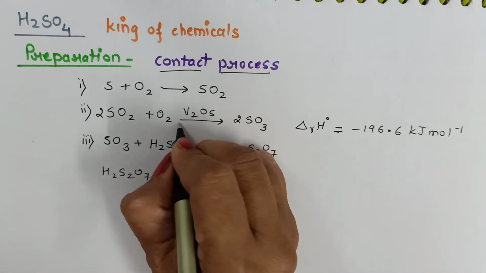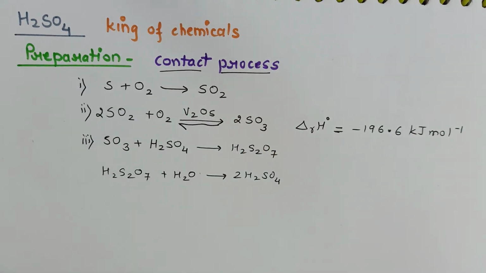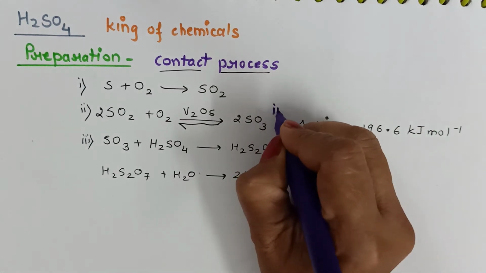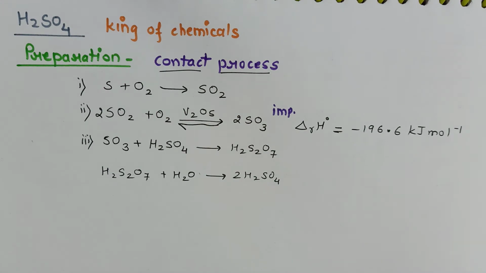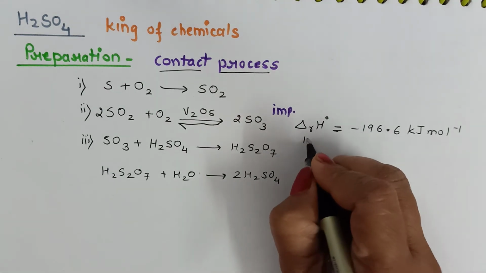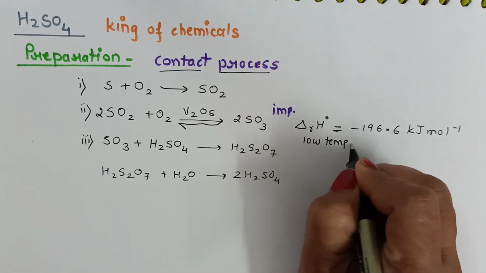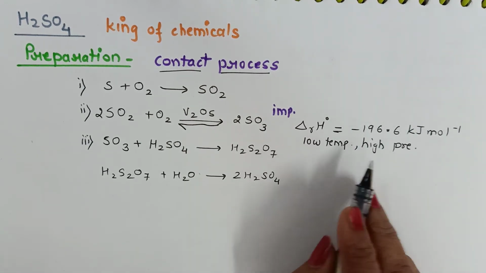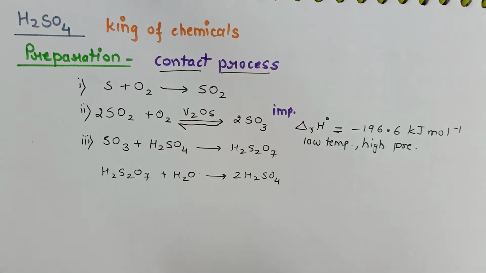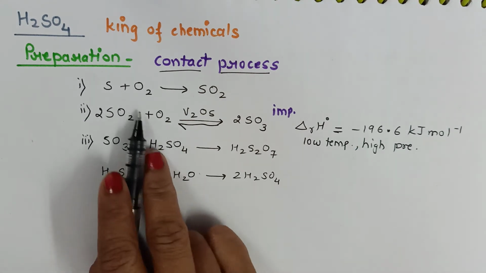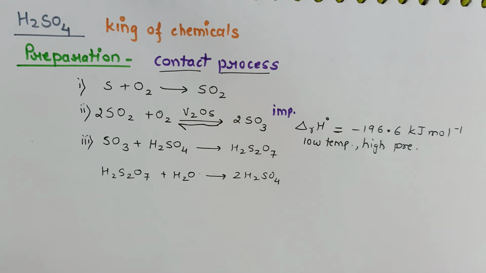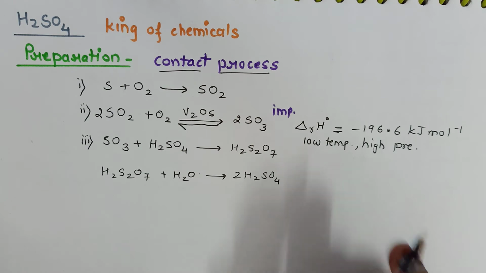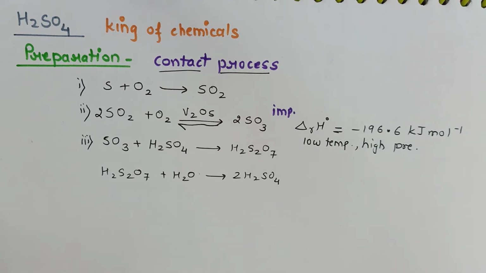As well as this is a reversible reaction, and therefore this step becomes an important one, and it is favored by low temperature, high pressure. By following these two conditions, we can proceed the reaction in forward direction. This is obviously in accordance with Le Chatelier principle. Maintaining these two conditions will increase the amount of H2SO4.